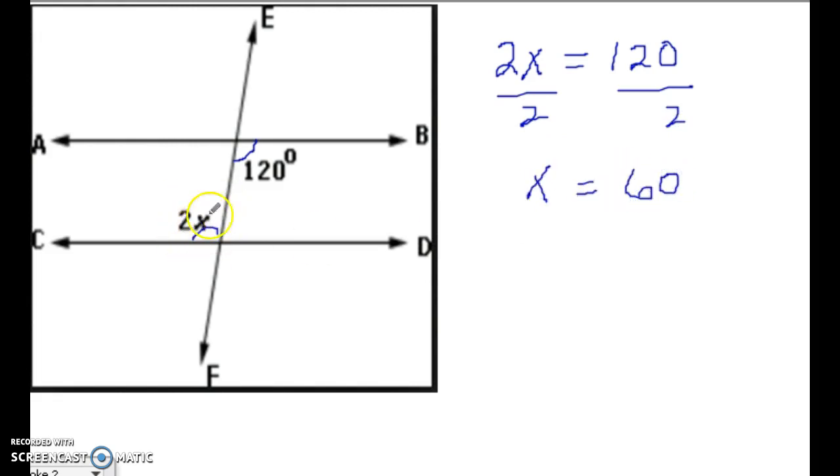And then you can always check yourself, remember, by plugging in. 2 times 60 is going to give me 120. And so, yes, those two angles are equal.